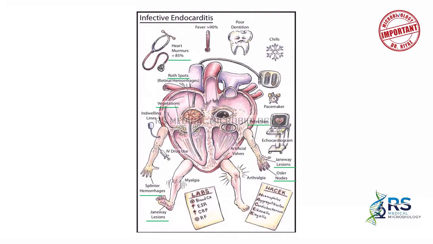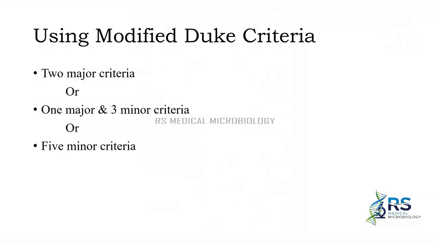So what is the basic idea? Using the modified Duke's criteria, if you get two major criteria, then obviously you have a definitive diagnosis of infective endocarditis, or one major and three minor criteria, or five minor criteria. If they are present, then you can term your patient as having infective endocarditis.